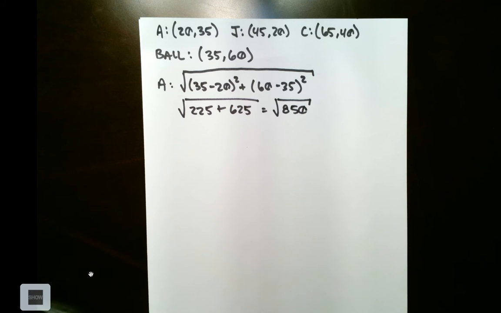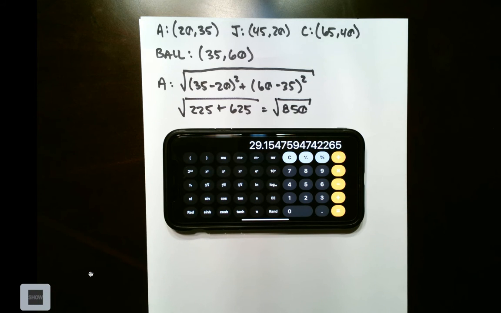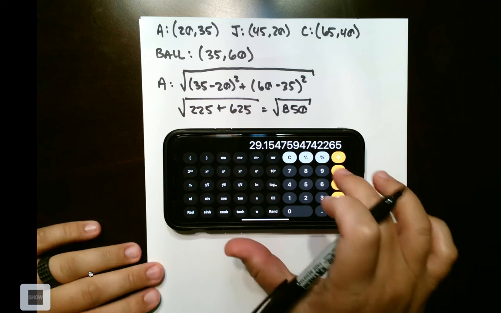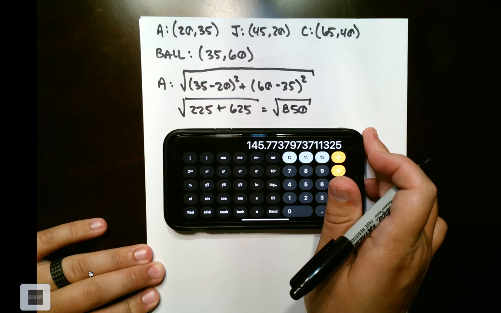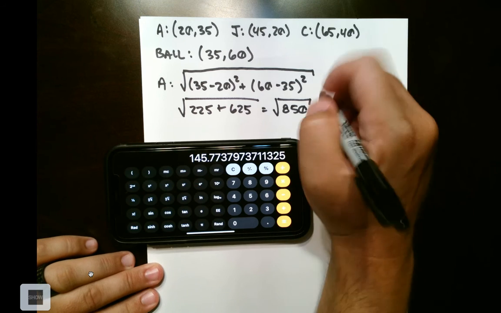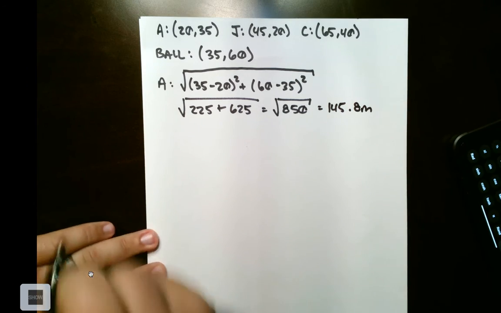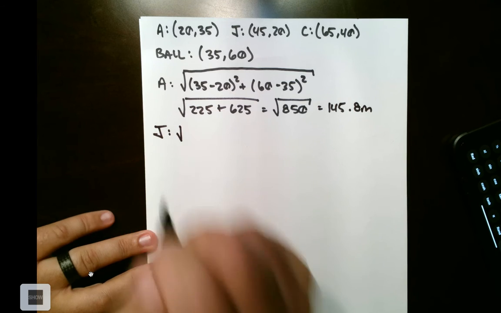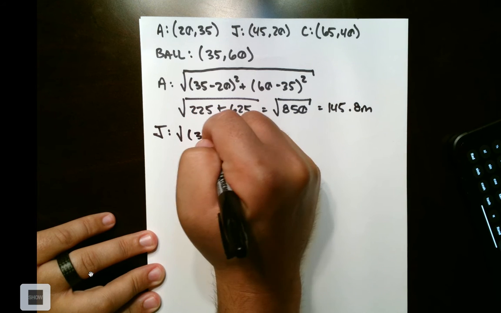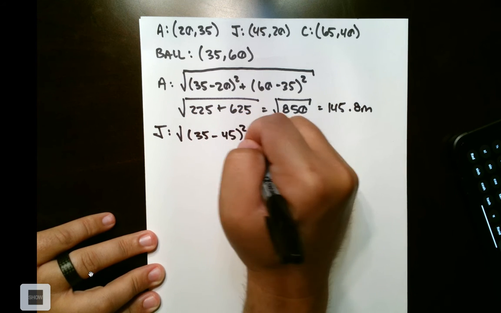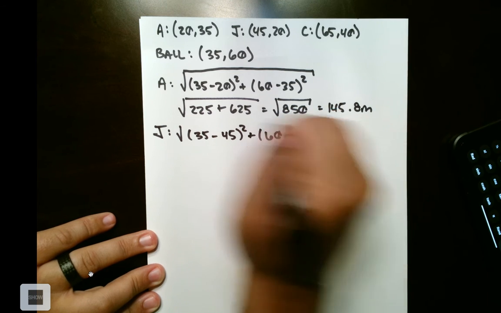Square root of 850 is, I'll go ahead and show this so then I don't have to write it down. The square root of 850 is that. And again, each of these units is 5 meters. So we'll multiply that by 5, which we'll call 145.8 because we want to round that to the nearest tenth. So 145.8 meters. All right. Let's do Jamie, I believe it was. So Jamie, we'll set it up the same way. 35 minus 45 squared plus 60 minus 20 squared.